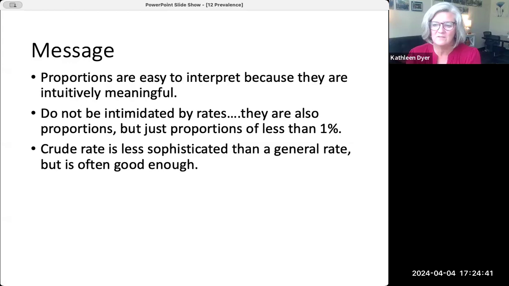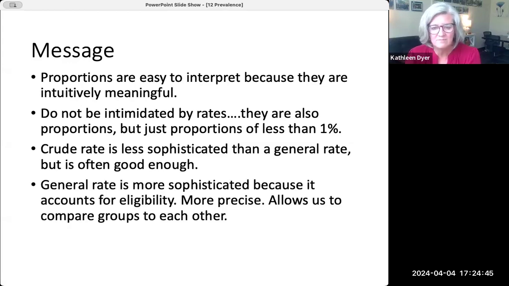The crude rate is a little less sophisticated, but usually for our purposes, it's good enough. General rate is more sophisticated. It accounts for eligibility. Therefore, it's somewhat more precise. Incidentally, when we compare, say, a marriage rate among Hispanics to African Americans, to Asian Americans, to white Americans, we're using general rates. Anytime you compare groups to each other like that, that's based on general rates.